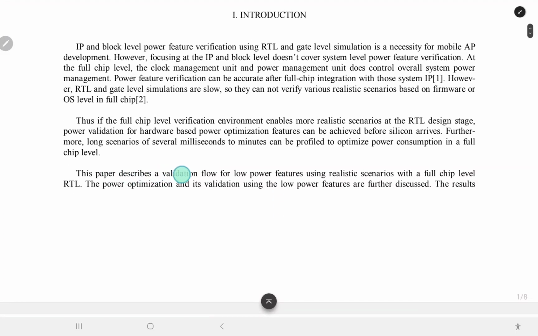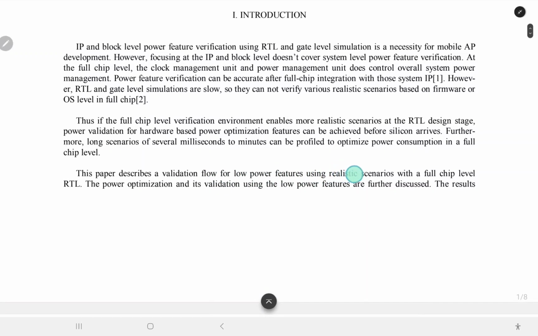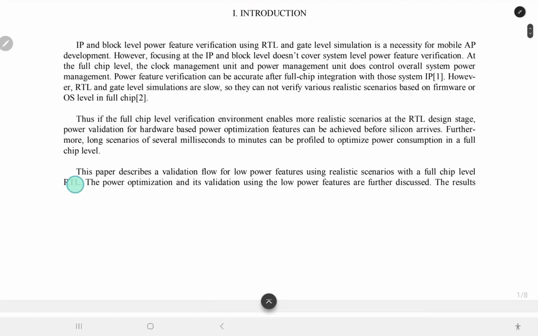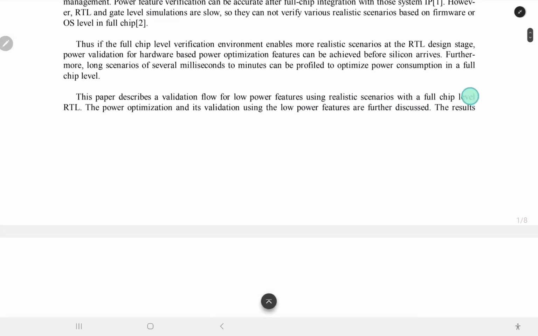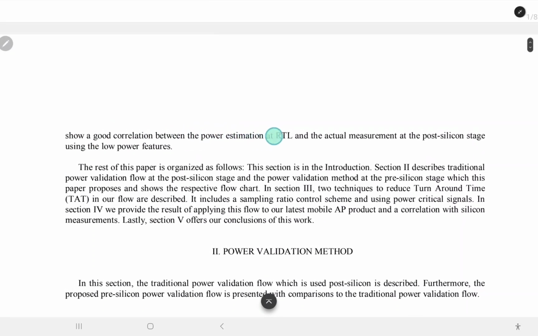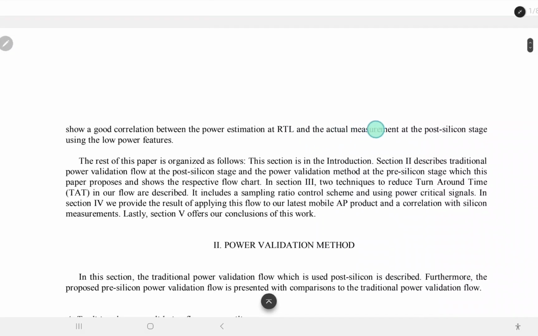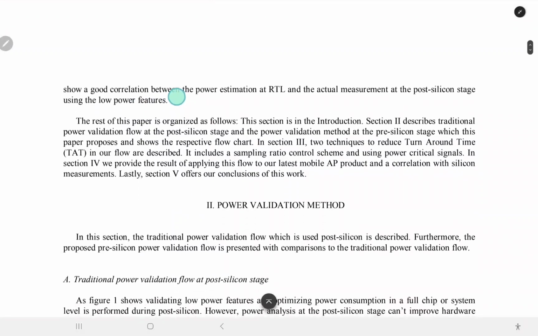This paper describes the validation flow for low power features using realistic scenarios with a full chip level RTL. The RTL optimization and switch validation using the low power features are further discussed. The results show a good correlation between the power estimation at RTL and the actual measurement at the post-silicon stage using the low power features.